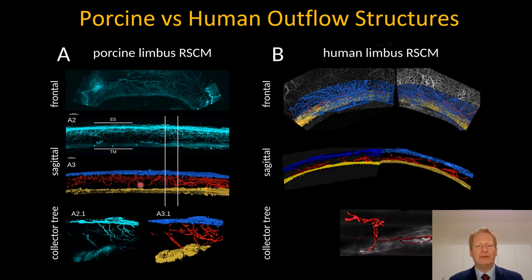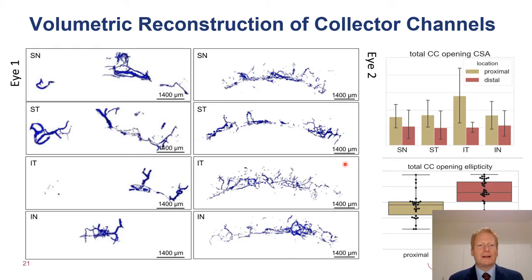You can make out a really complex network of collector channels that most people had never heard of and cannot really be seen histologically because this is a very tiny structure. This is only visible with ribbon scanning confocal microscopy that allows you to look down to the level of nanometers within a cell. So we obtained per eye around 4.5 million confocal images using this clearing technique in the pig eye and in human eyes, and discovered these complex collector channels.